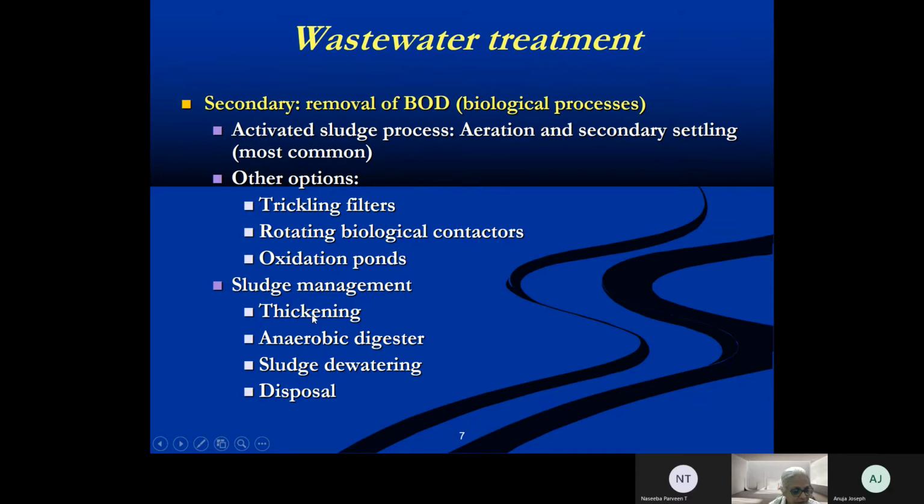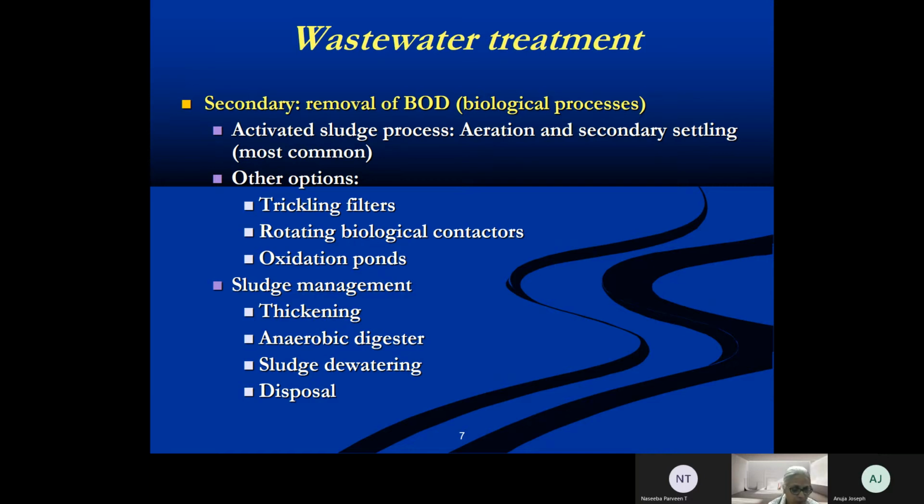So the first thing is thickening. Thickening means you want to take out as much of the water as possible and make the sludge less in quantity, because it's a huge part of the output from the wastewater treatment plant.